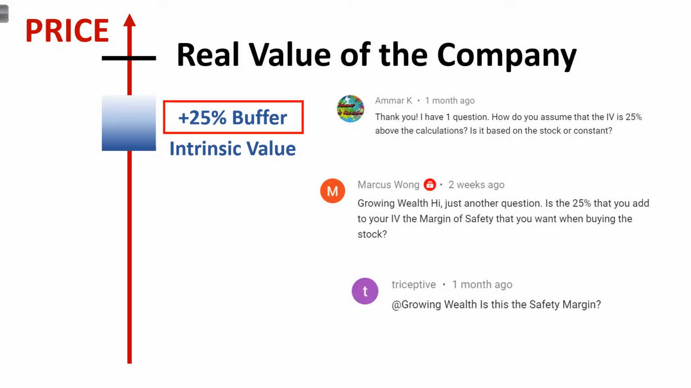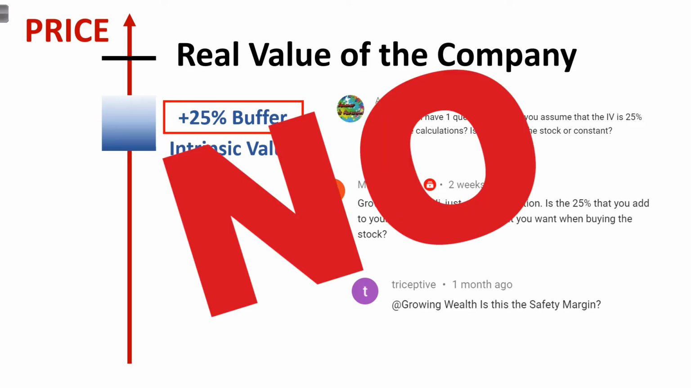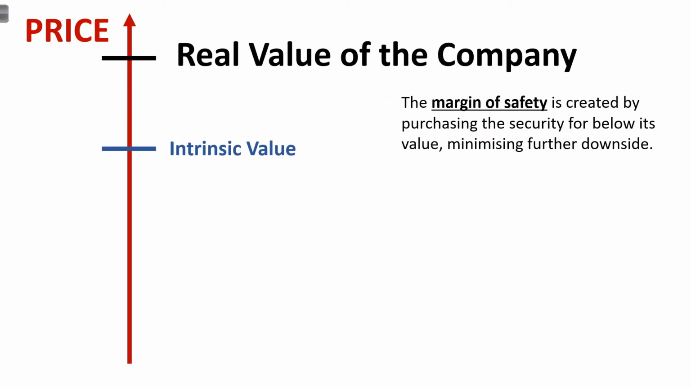The next confusion: is this 25% buffer that I allow the margin of safety? The short answer is no. First of all, what is the margin of safety? The margin of safety is created when you purchase something for below its value, therefore minimizing the potential of further downside.